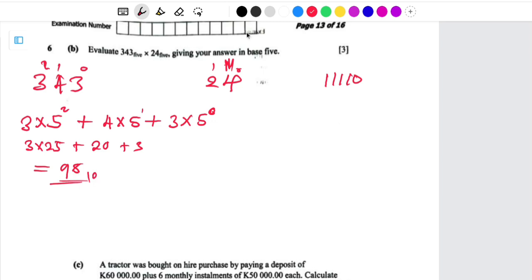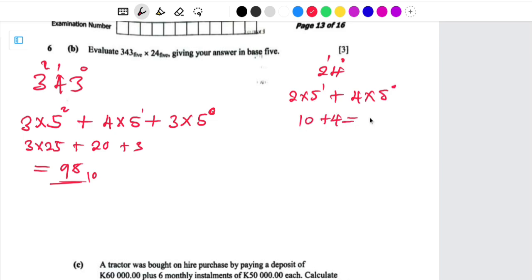Let's also deal with the other one. So we have 24, 0 position and 1 position. So it is 2 multiplied by 5 to the power 1 plus 4 multiplied by 5 to the power 0. So this is going to give us 10, then this is going to give us 4. As a result, I'm going to get 14 base 10. But remember, here we are multiplying. What are we doing? We are multiplying. So I have to multiply 98 multiplied by 14.